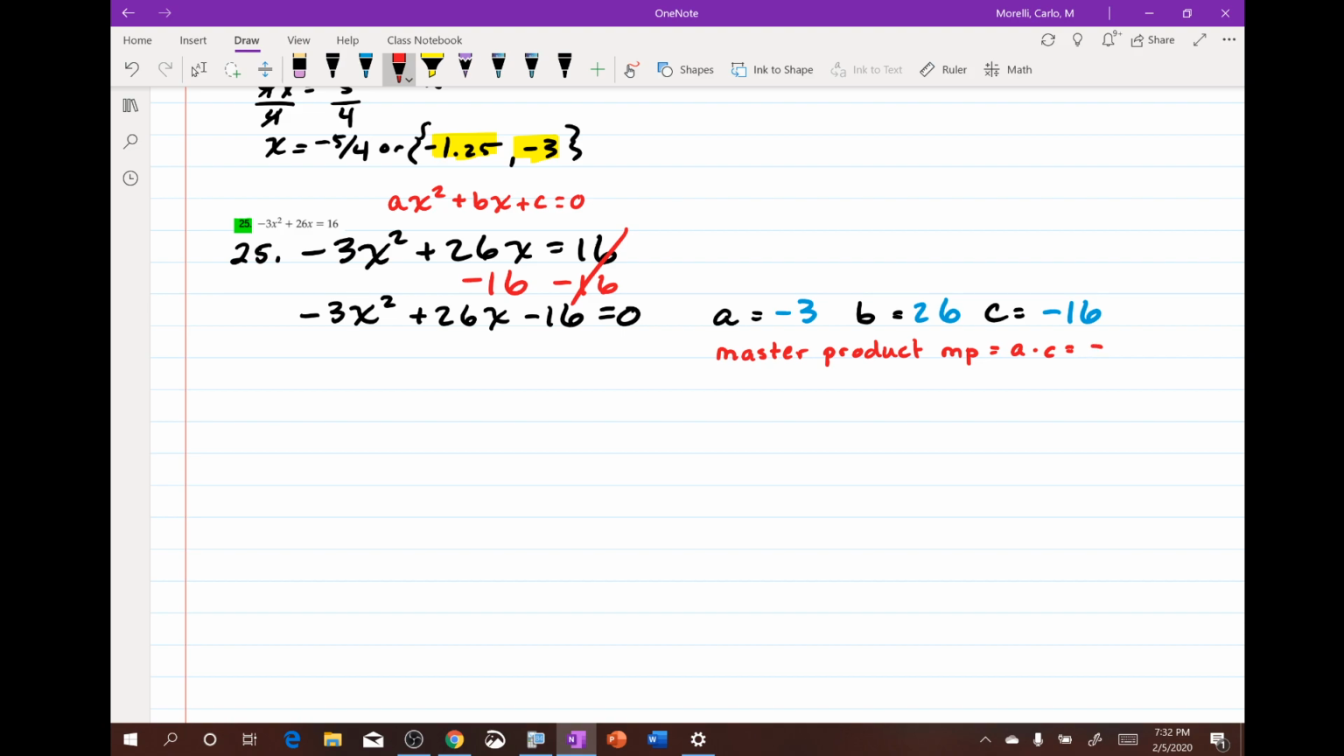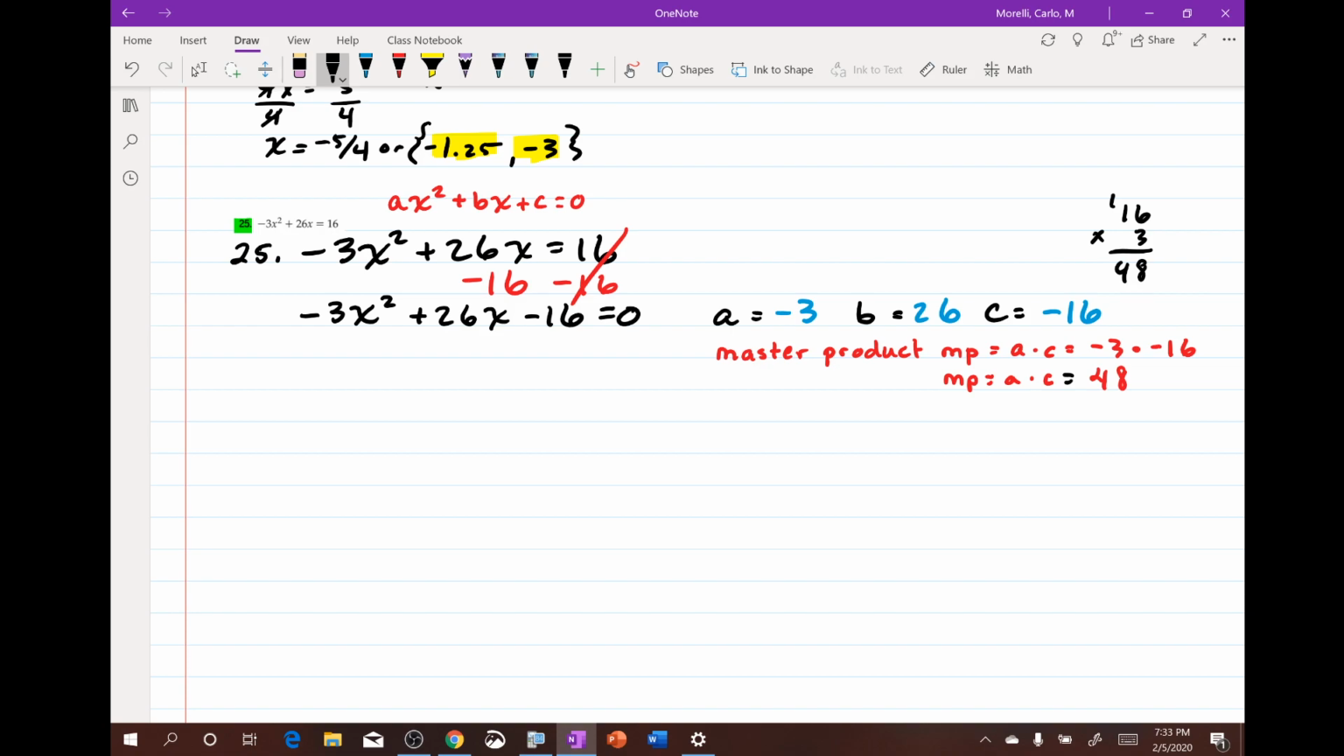So that is negative 3 times negative 16. Even though both of those terms are negative, when they multiply together, they'll be positive. I have no idea what 16 times 3 is because I'm not smart like some of you guys. 6 times 3 is 18, carry the 1. So it's 48. So the master product, ladies and gentlemen, brothers and sisters, comrades and friends, fellow countrymen, workers of the world, the master product A times C is positive 48.